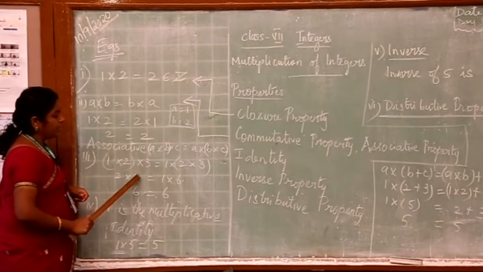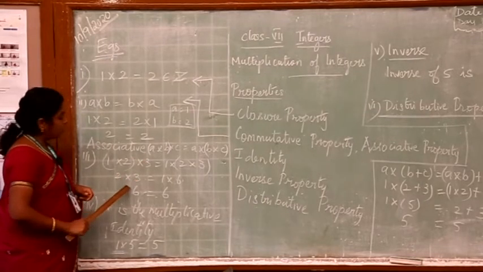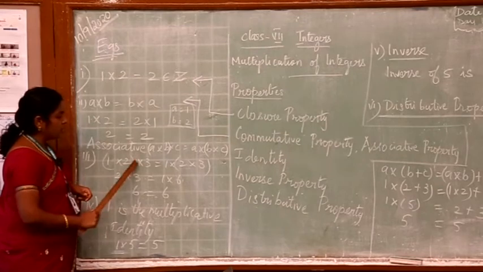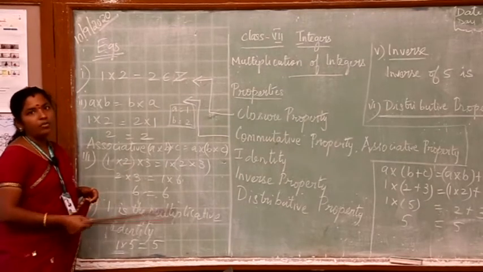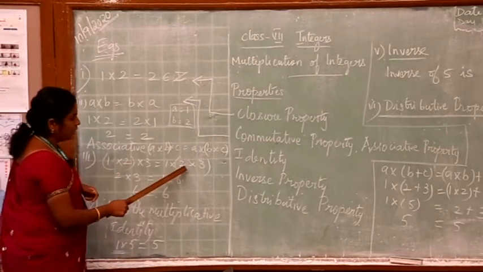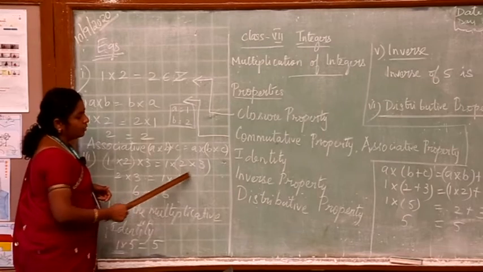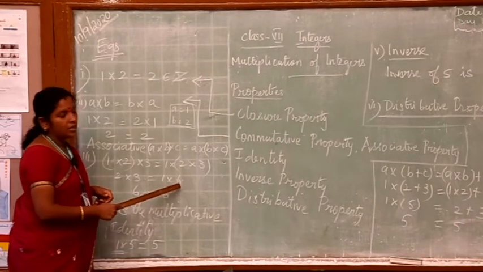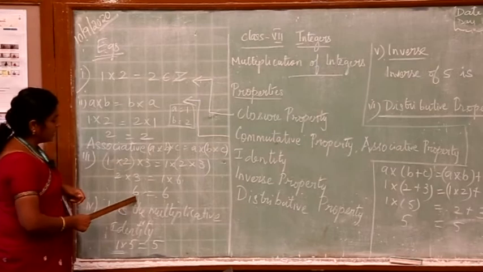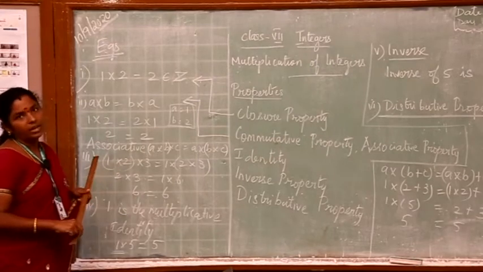I am repeating this, into 3. So, here 2 into 3 is 6. You got the left hand side answer. Now, we will go for the right hand side. On the right hand side, you know only the bracket should be solved. So, 2 into 3 is 6. So, 1 into 6 is 6. You can see left hand side is equal to right hand side.